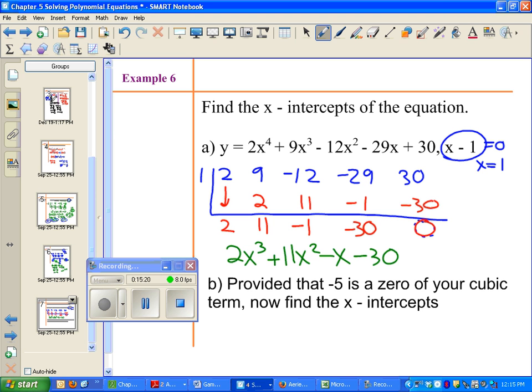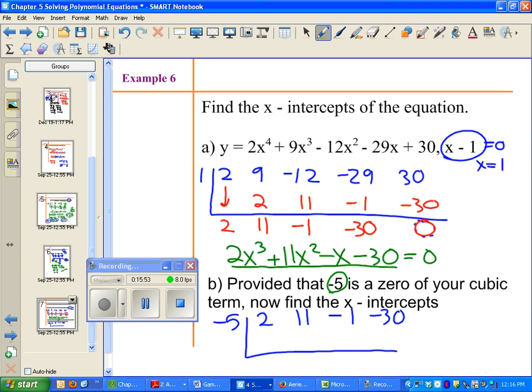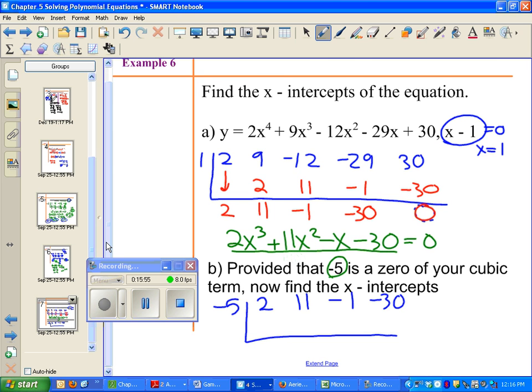All right, and that's 4 terms, so technically I should be able to factor by grouping to find the other x-intercepts, but that's not going to work out, so we go to B. It says provided that negative 5 is a 0 of your cubic term, so this is my cubic term, now find the x-intercepts. So we're going to take our result from A and synthetically divide that by negative 5. So I have 2, 11, negative 1, and negative 30. So that's the cubic term. And then I think we'll be able to factor.